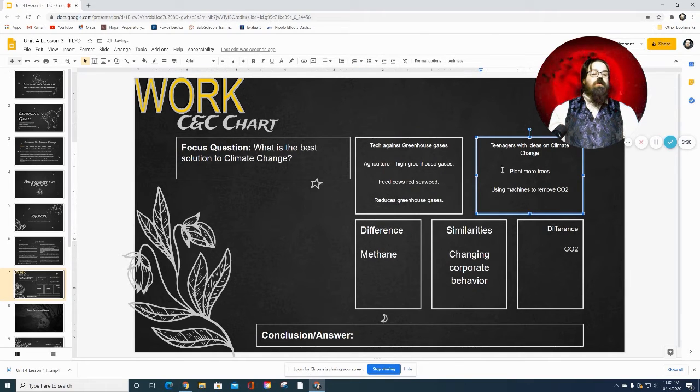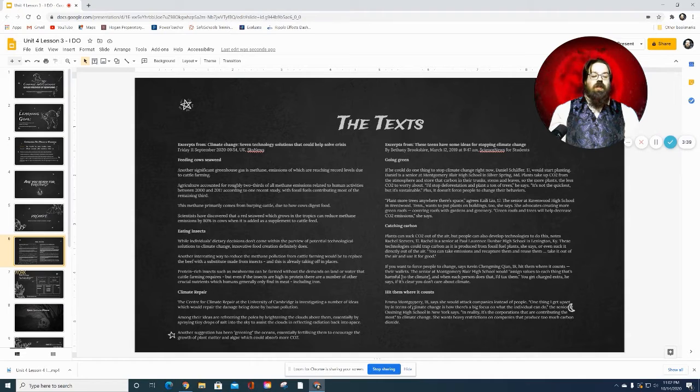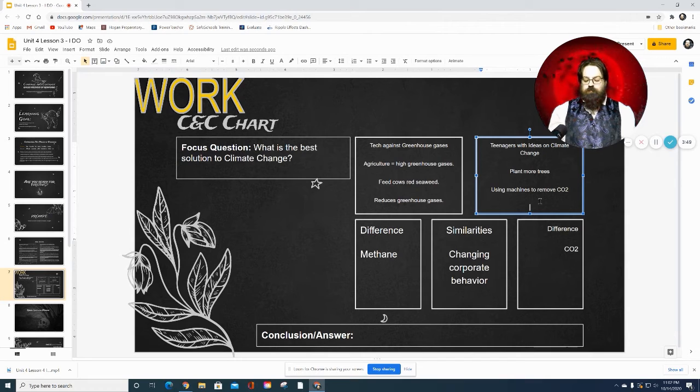Well, this one talks about teenagers with ideas on climate change, right? About planting more trees, using machines to remove CO2. Over here, it also talks down here about focusing on corporations. So, you know, we're doing just like we've always done. We're reading through a text. We're extracting ideas first. So it also talks about taxing corporations that pollute.